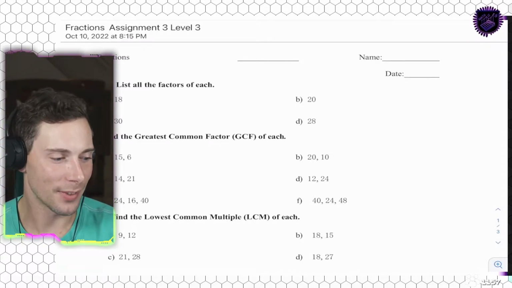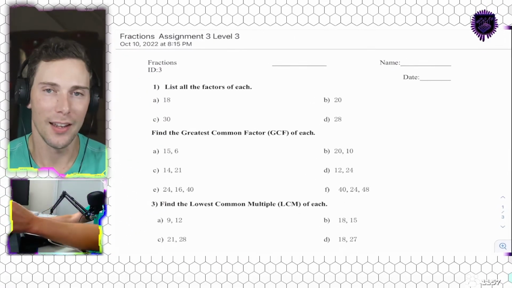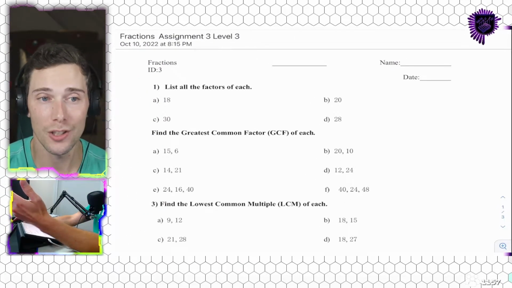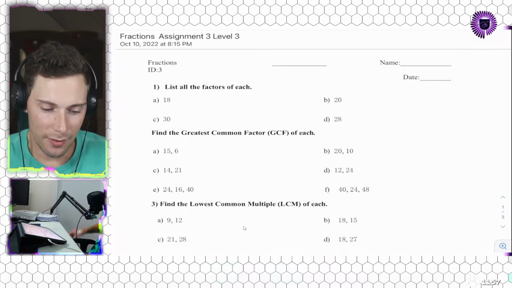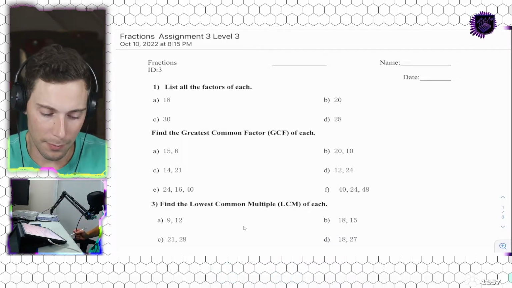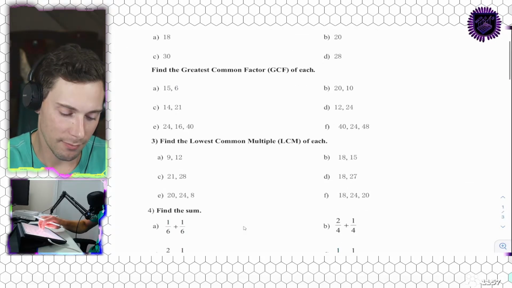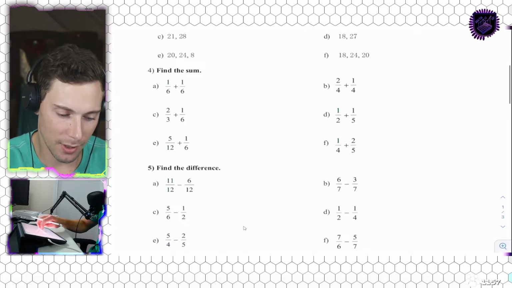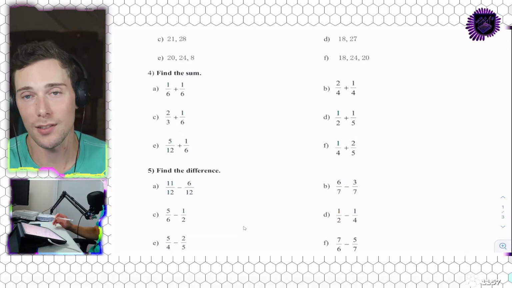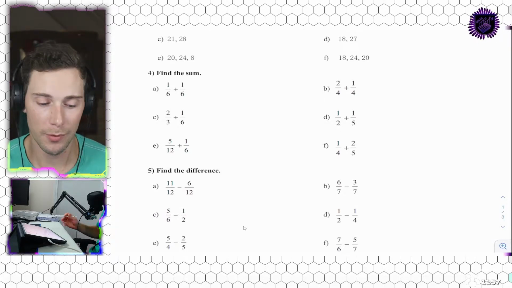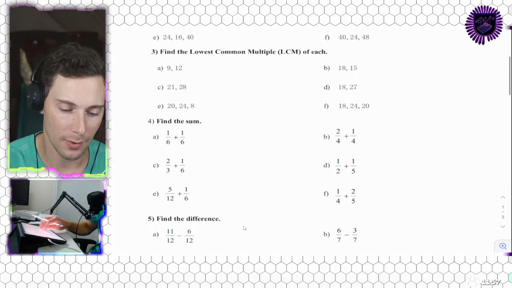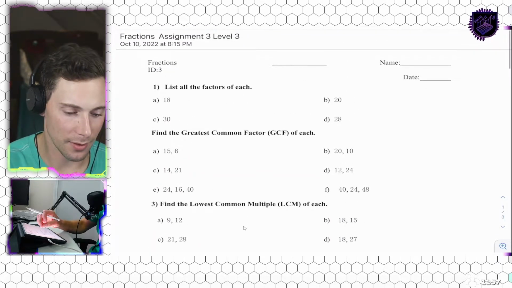All right, so I'll get out of your way here and we'll get started on our worksheet. So we're going over factors, multiples, and as we get down, we're going to actually add and subtract some fractions, which is new to some of us, review for some of us, but we'll see. Let's get through this.